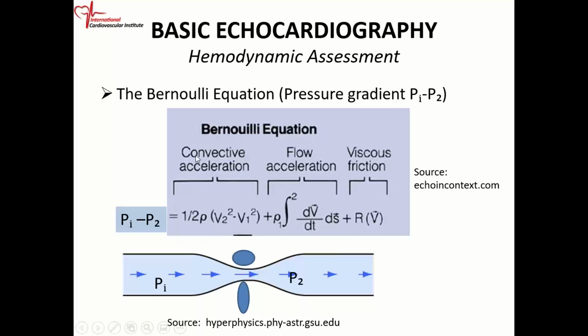Just looking at it, when you have flow from one point to another point because of a pressure difference, a gradient, there is viscous friction. The viscosity of the fluid is going to affect the flow. Common sense. And then flow acceleration. If you did basic mathematics, the integral of the velocity with respect to time, that's the acceleration. So how the fluid is accelerating.